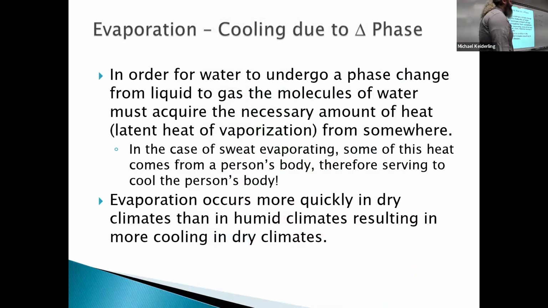Now, we as humans exploit phase transitions to keep our bodies cool. We use evaporation to cool ourselves. So in order for water to undergo a phase change from liquid to gas, the molecules of water need to get the heat from somewhere. It requires energy. They need to get that energy from somewhere. So in the case of sweat, the evaporating water on our skin gets it from our body. It comes from our body, and therefore it serves to cool our bodies.